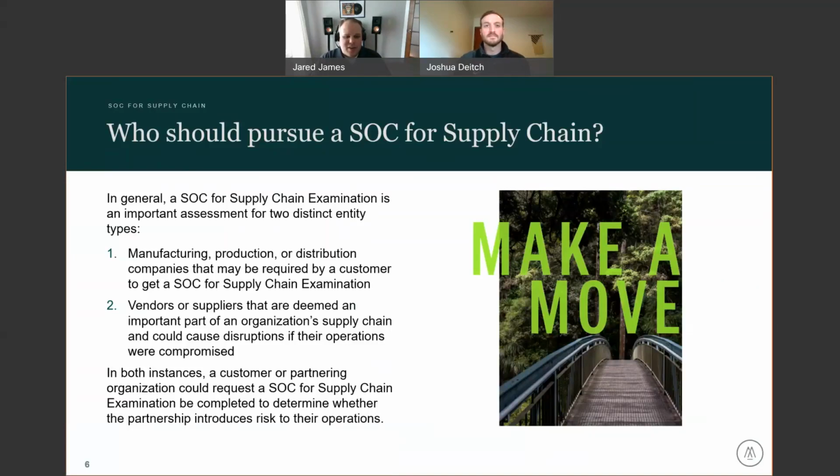The second is any vendors or suppliers that are deemed an important part of an organization's supply chain, if you could cause disruptions in their operations, or if there would be any ability to leak confidential information as part of the supply chain for another organization. In both these instances, we see that a customer or partnering organization could request a SOC for supply chain to determine whether that partnership introduces risks to their own operations as part of doing business with that organization.